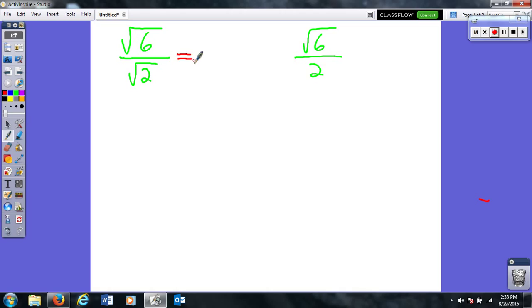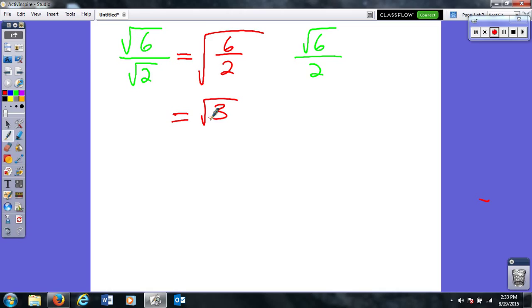We can combine these into one square root. There's a couple ways of thinking about this. We can just combine it into one square root and have it be 6 over 2. 6 divided by 2 is 3. So then this is the square root of 3. If you want to skip that step in the middle and just divide 6 by 2 and get the square root of 3, that's fine.